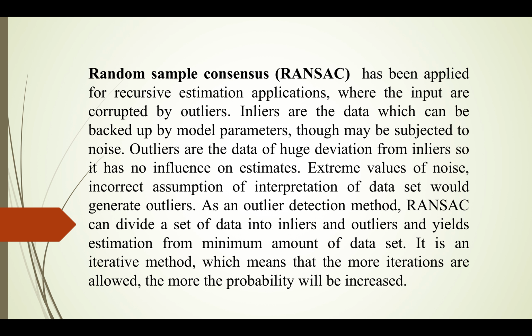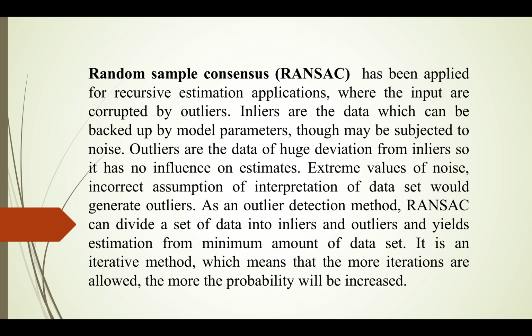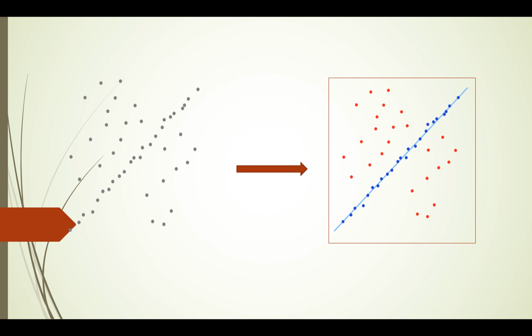RANSAC has been applied to recursive estimation applications where the inputs are corrupted by outliers. Inliers are the data which can be backed up by model parameters, though they may be subjected to noise. As you can see from this picture, the blue points are inliers. And the outliers are the data with huge deviation from inliers, so they have no influence on estimates. As you can see from this picture, the red points are the outliers.